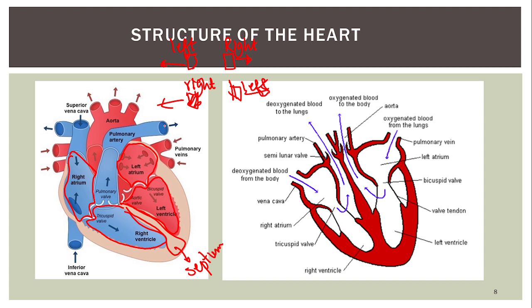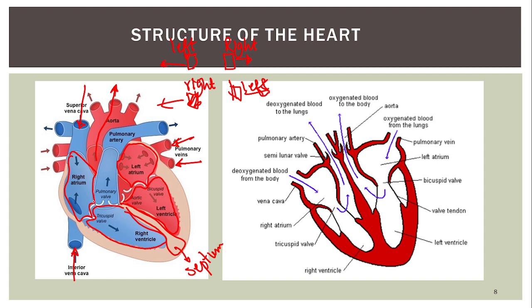Now we need to look at our inferior vena cava and superior vena cava, which bring blood towards the heart, and our arteries, which is the aorta, which takes blood away from the heart. Oh, and we also have pulmonary veins here, not forgetting, which bring oxygenated blood from the lungs.